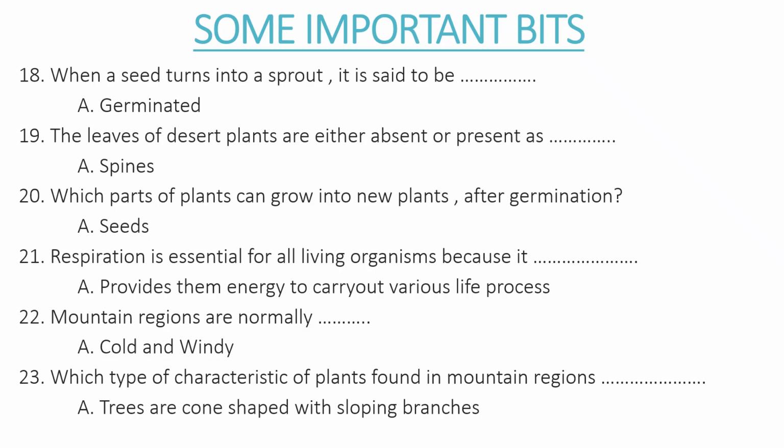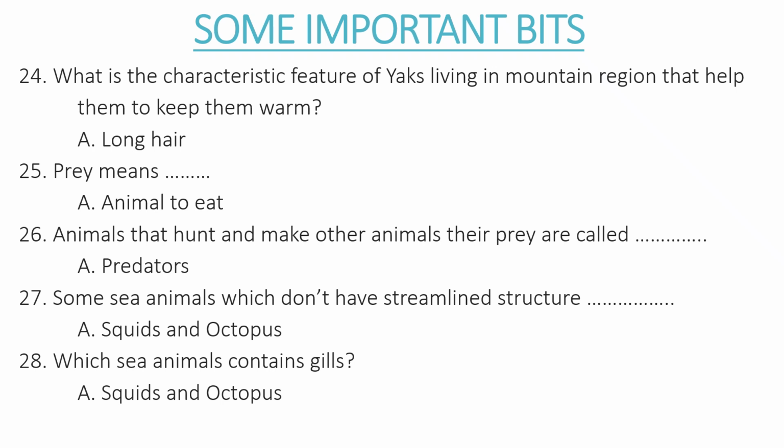Which type of characteristic of plants found in mountain regions? Trees are cone-shaped with sloping branches. What is the characteristic feature of yaks living in mountain region that help them to keep them warm? Long hair. Prey means animal to eat. Animals that hunt and make other animals their prey are called predators.